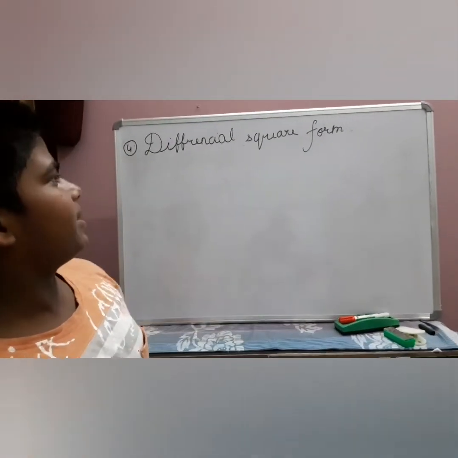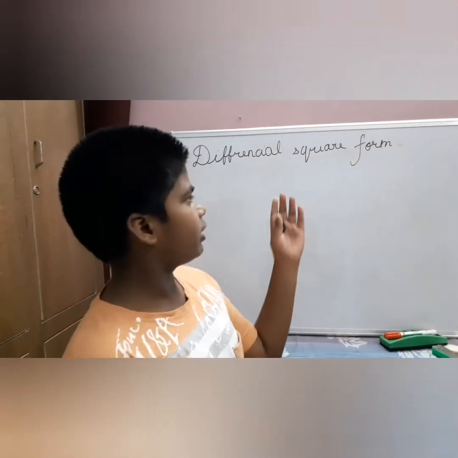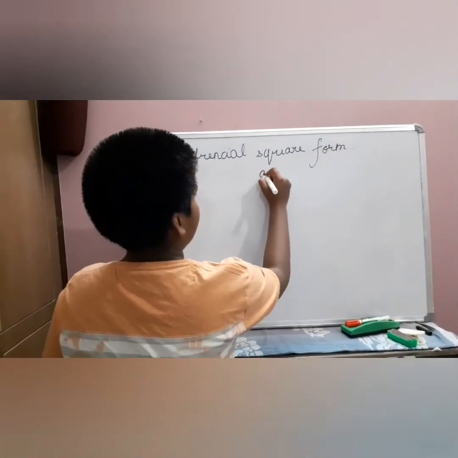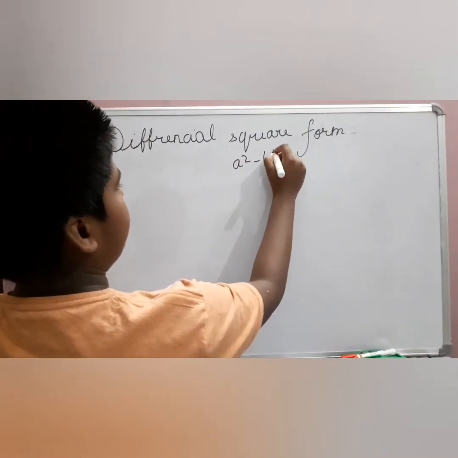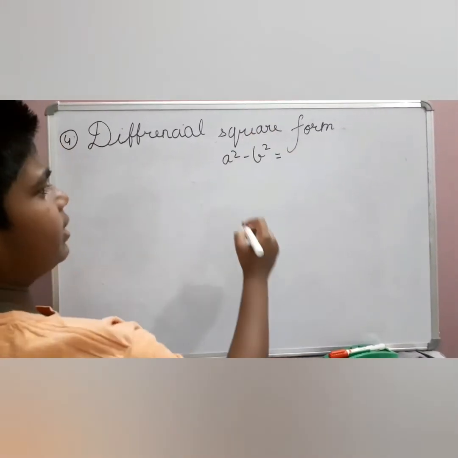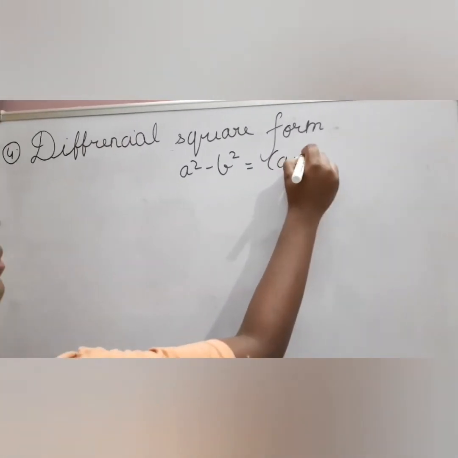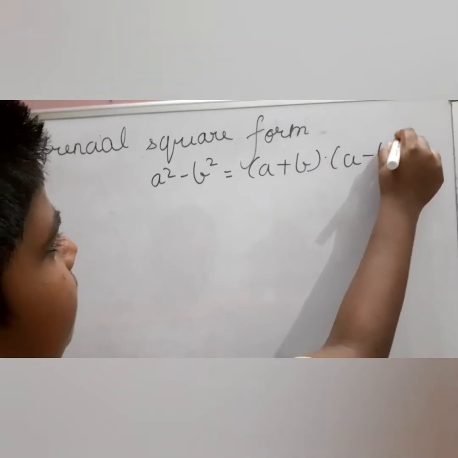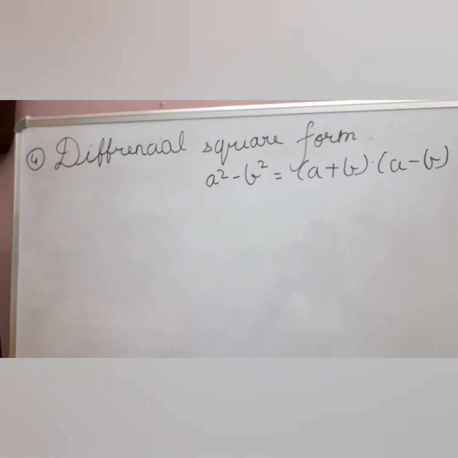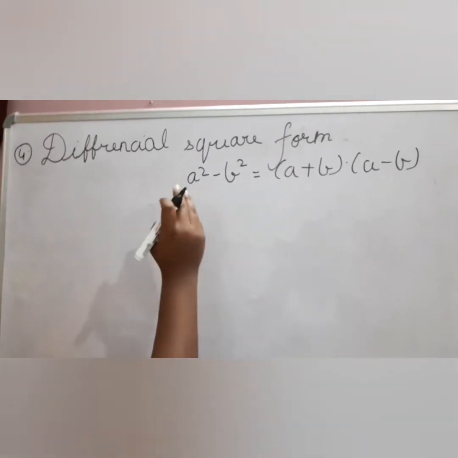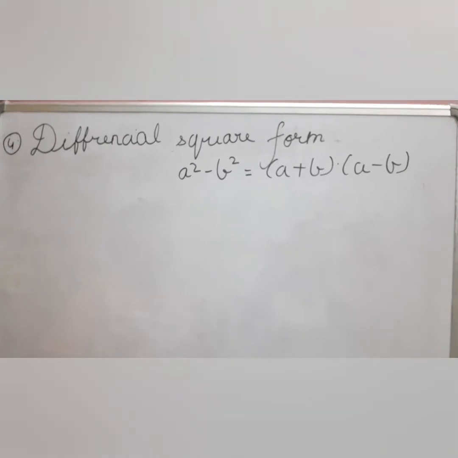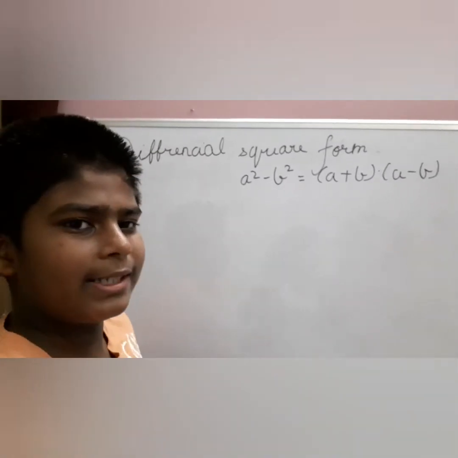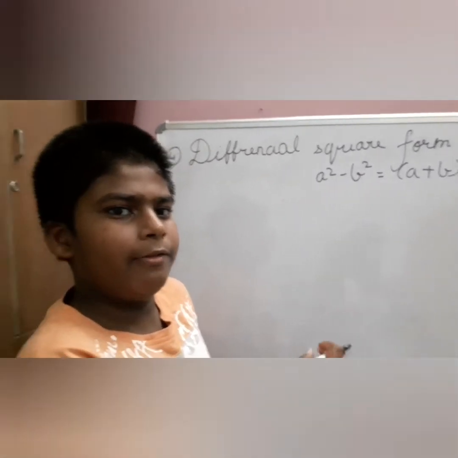Now our fourth step is differential square form. So what is differential square? Differential square is a formula: a square minus b square, which in simple form is written as a plus b into a minus b. And in this step you have to see in the question whether there are two squares or not, and if the squares are already given, so no tension. But if the squares are not given, then you have to understand the terms and see whether we can make the square with the given terms.